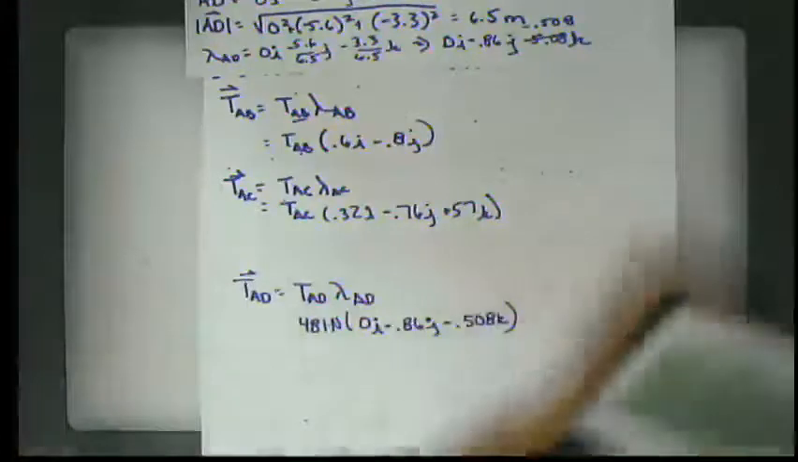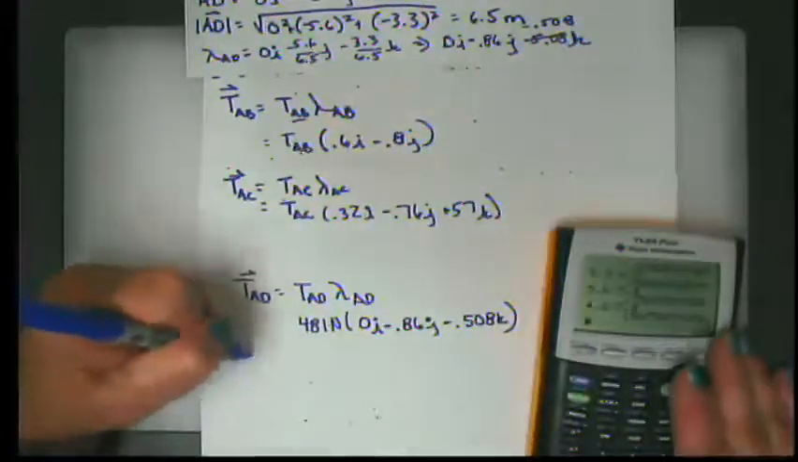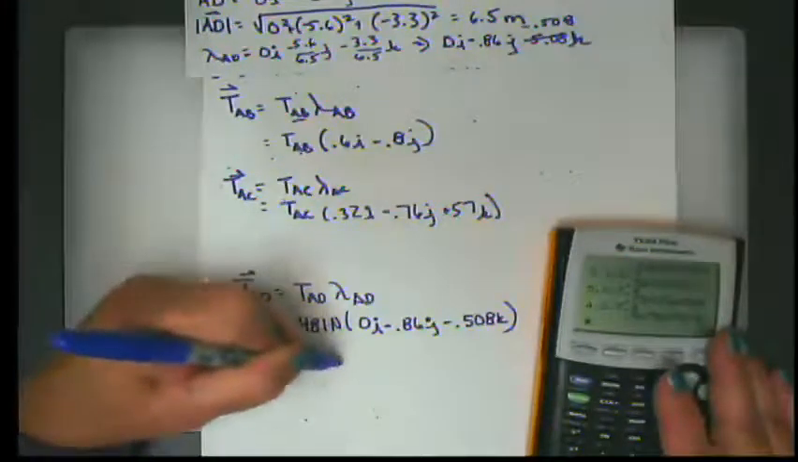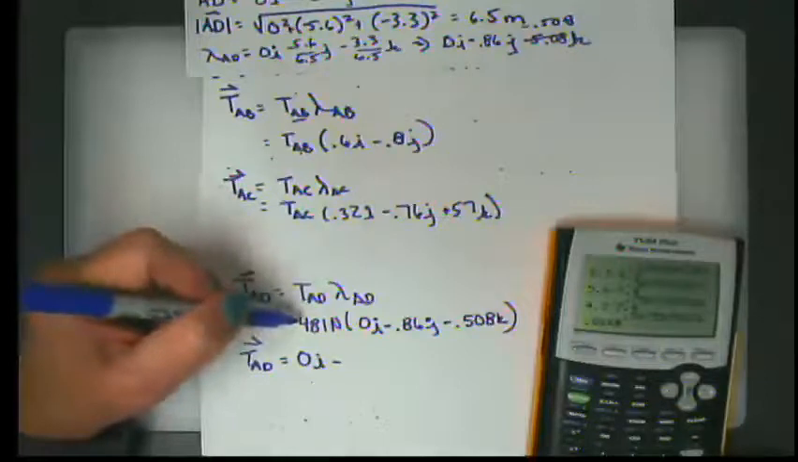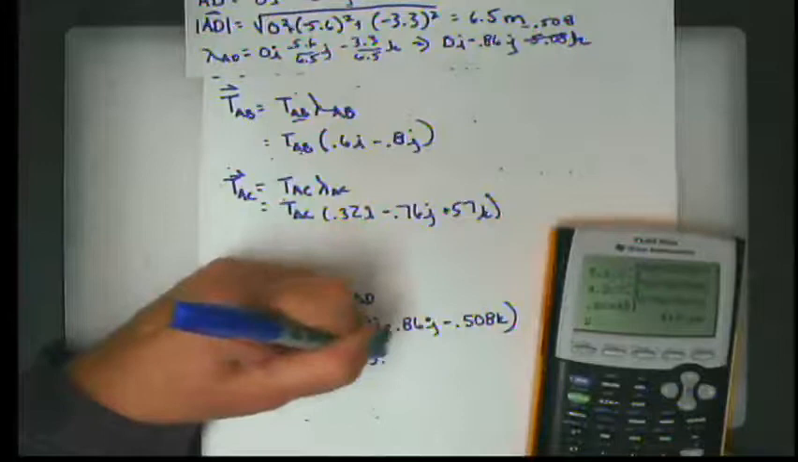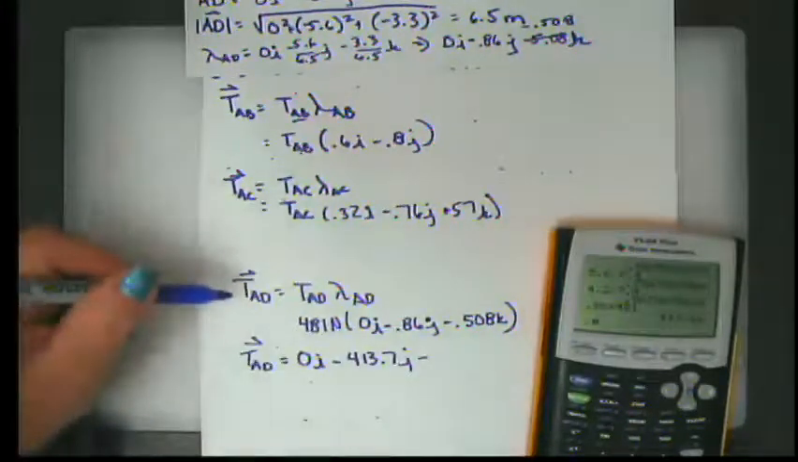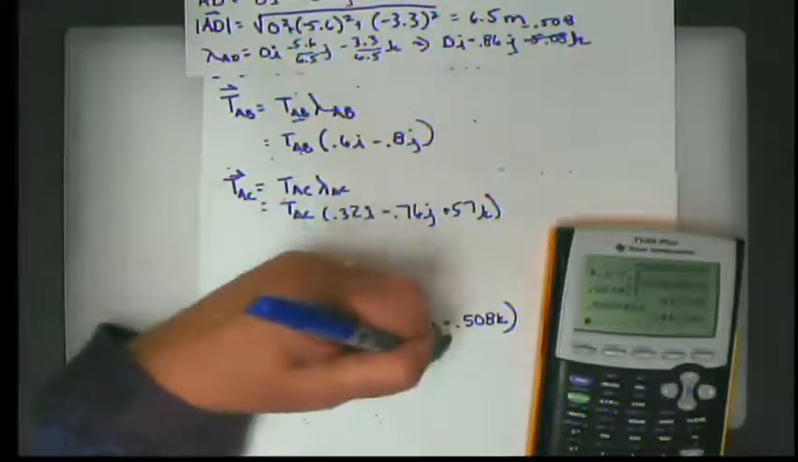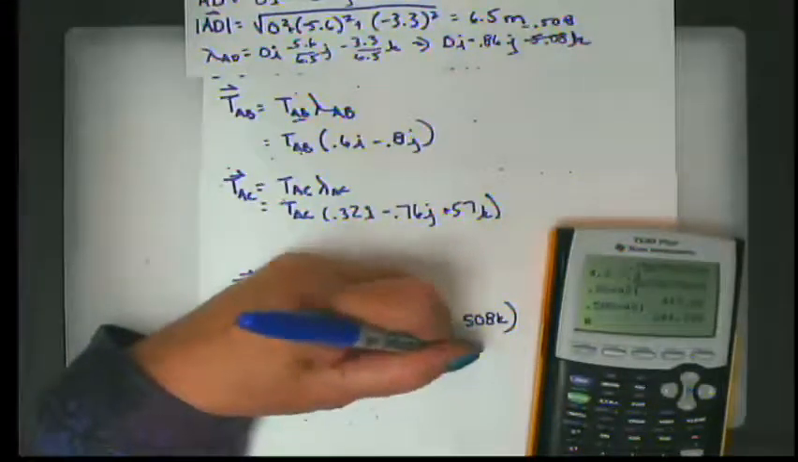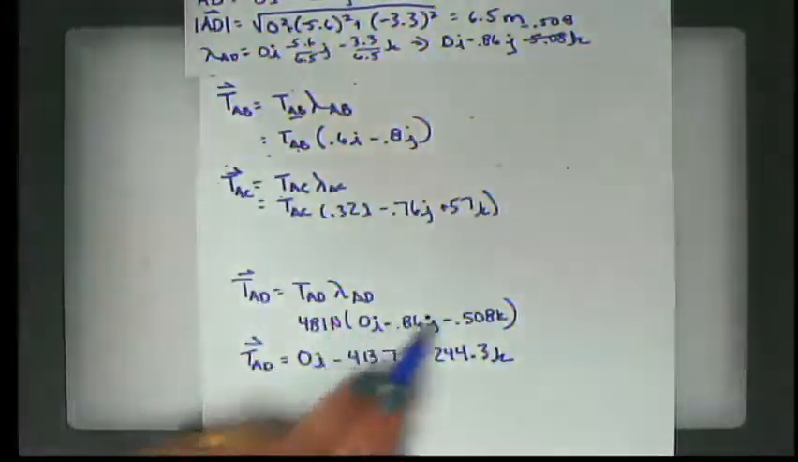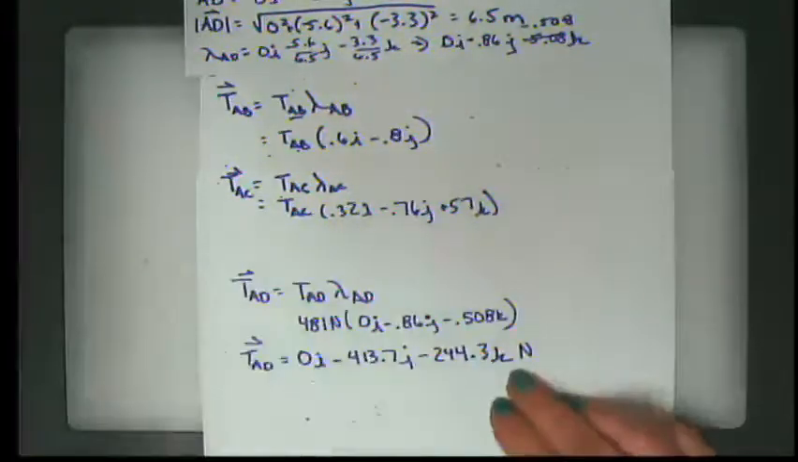Here, since we have some numbers, we can distribute that through. In other words, multiply 481 by each of those. So I get 0i minus, if I take 0.86 and multiply it by 481, I get negative 413.7j and then 0.508 times 481 minus 244.3k. And since this is in newtons and the unit vector is dimensionless, that entire quantity is in newtons.